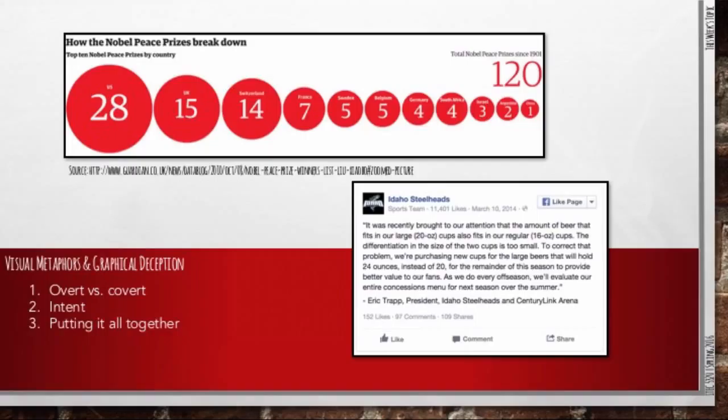On the flip side, you see a Facebook post capture from a few years ago of a situation that arose at a sports stadium where it was discovered that the amount of beer that you could fit in the 20-ounce cup could also fit in the 16-ounce cup. Yeah, slight problem. So that was actually an interesting scenario.